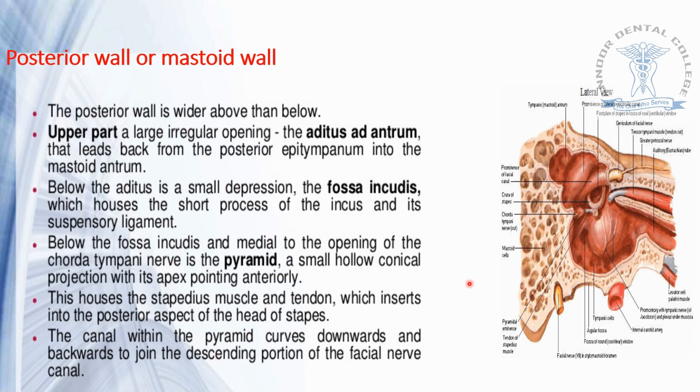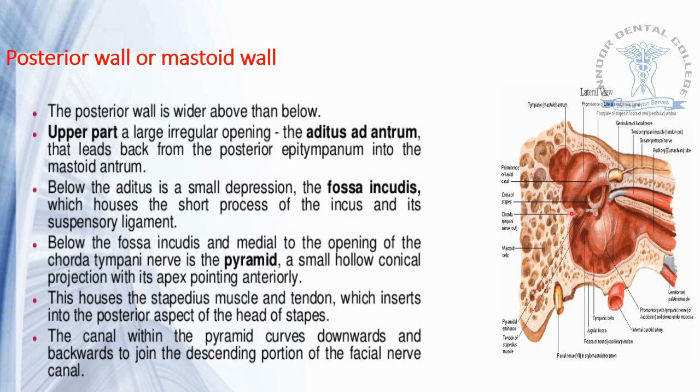Posterior wall or mastoid wall. This wall contains the mastoid antrum, mastoid air cells and mastoid process, hence it is known as the mastoid wall. In the upper part of the mastoid wall there is a large air-filled space known as the aditus to the mastoid antrum. Below, a small depression is present that is known as the fossa incudis, which lodges the short process of the incus. Below the fossa incudis, there is another conical projection called the pyramid.